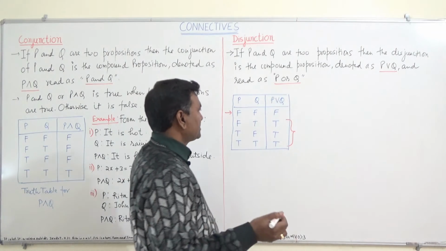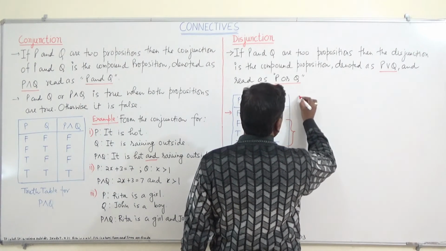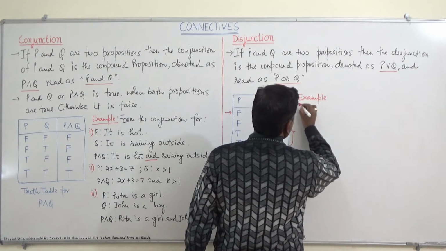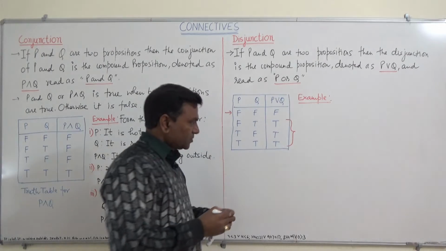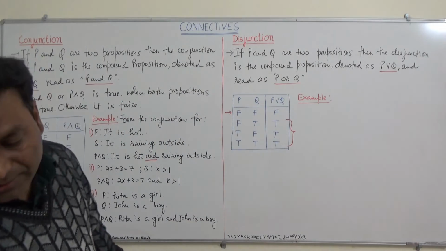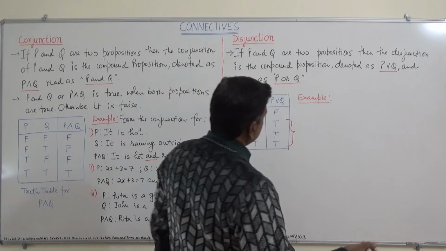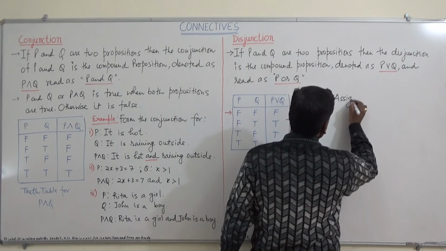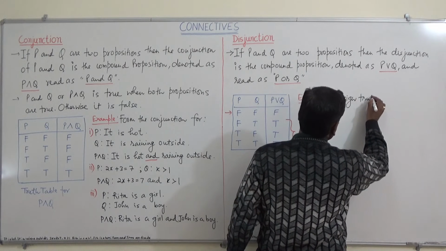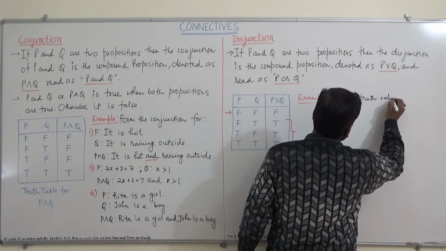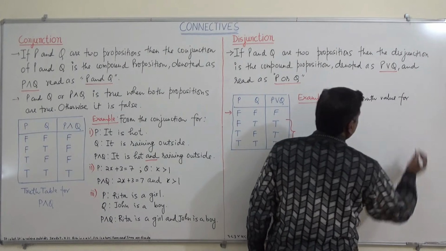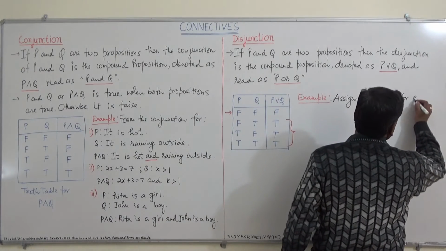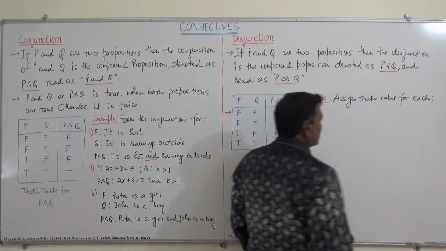Now let us see its example. In this example we have to assign the truth value for each of the following.